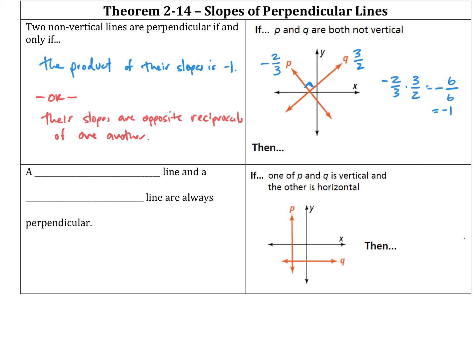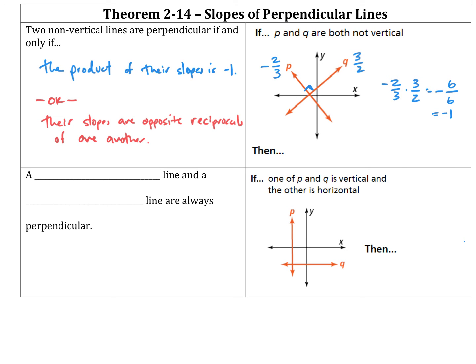Now, again, because a vertical line would not have an actual numerical slope, we have to put an addition to this theorem. I don't want to say a non-vertical line. That's not what I meant to say there. I want to say specifically a horizontal line and a vertical line are always perpendicular. So over here, if I look at P and it's vertical and I look at Q and it's horizontal, then P is perpendicular to Q.